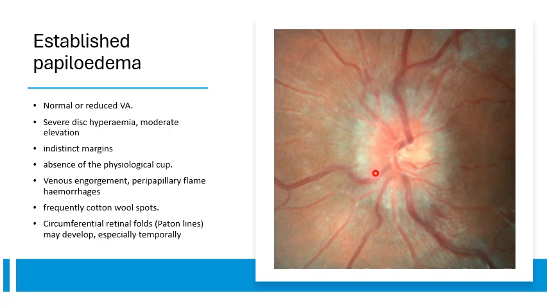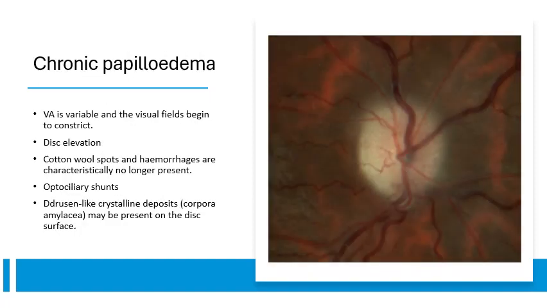There is venous engorgement and peripapillary flame-shaped retinal hemorrhages and frequent cotton wool spots representing areas of retinal ischemia like these ones. And there is circumferential retinal folds called the Paton lines, especially on the temporal part of the disc here. Cases with chronic papilledema will pass to what we call the secondary optic atrophy, in which the visual acuity may be affected and the visual field may start to constrict.